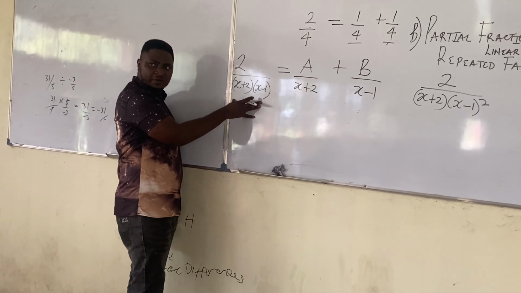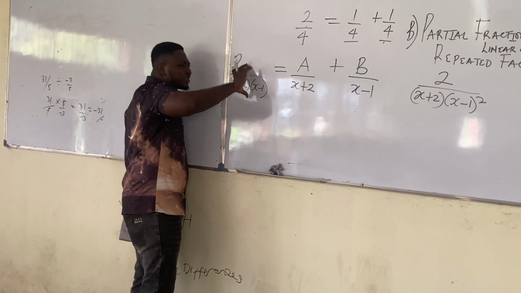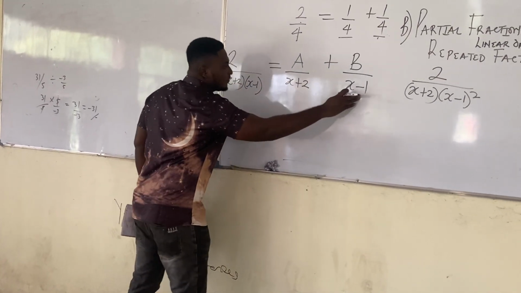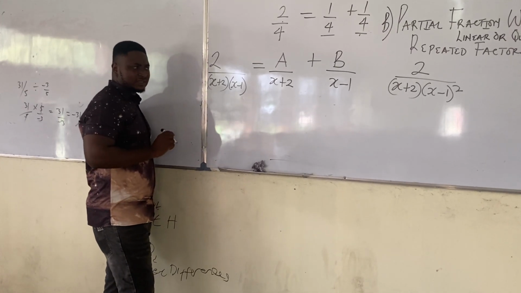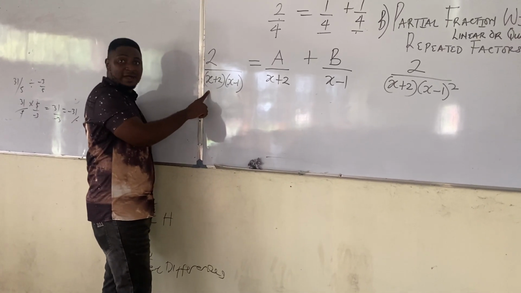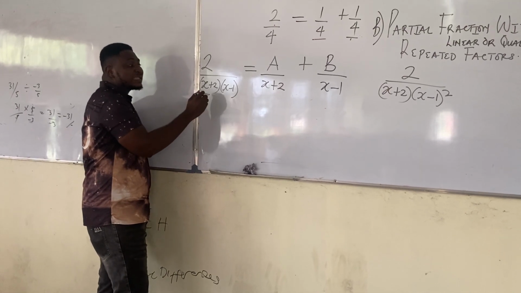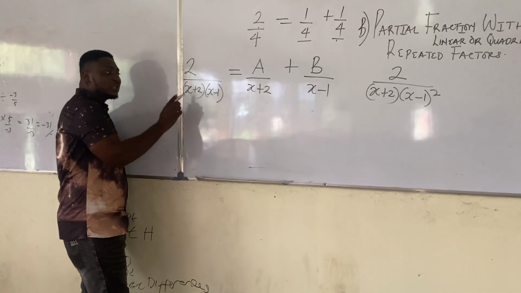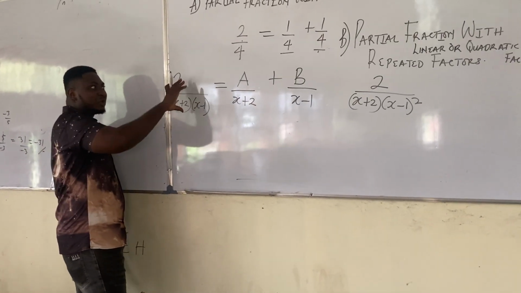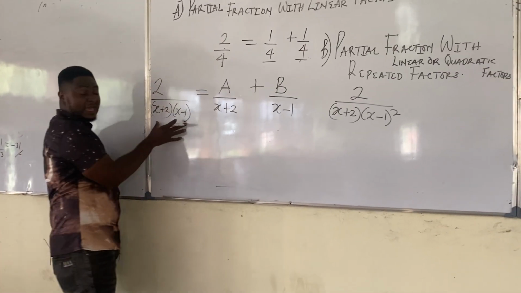We are given this fraction, right? And we have to decompose this fraction into its partial fractions. First thing you need to ask yourself is this: how many denominators do I have? Class, I have 2 denominators, 2 factors, x plus 2 and x minus 1. And the 2 factors are linear. That's why we call this partial fraction with linear factors.